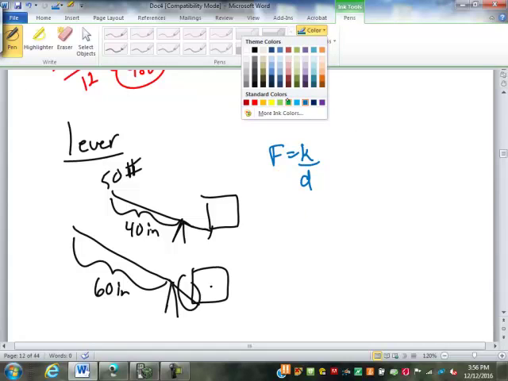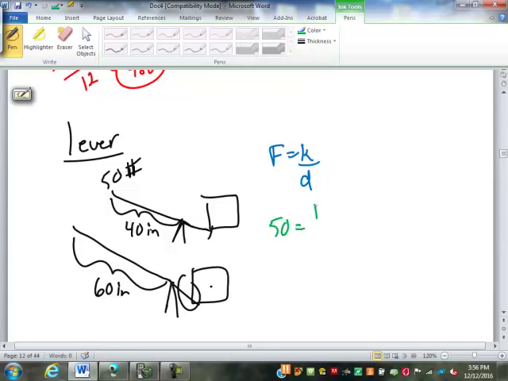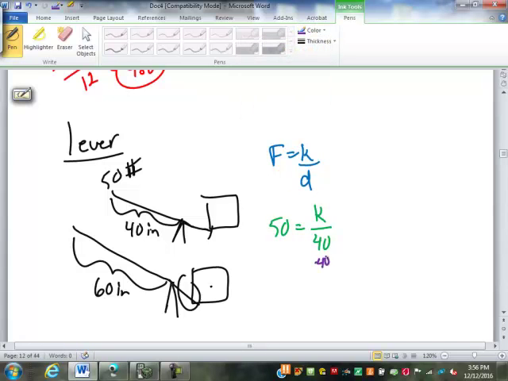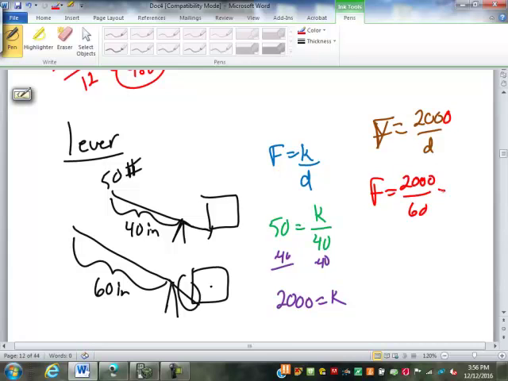So your force of 50 pounds equals a constant divided by 40. Multiplying by 40 gives you 2,000 equals your constant here. So that's telling us our force is equal to 2,000 divided by our distance. So when we change that to 60, 2,000 divided by 60 gives us 33.33 pounds. It's reduced to 33 1/3 pounds.